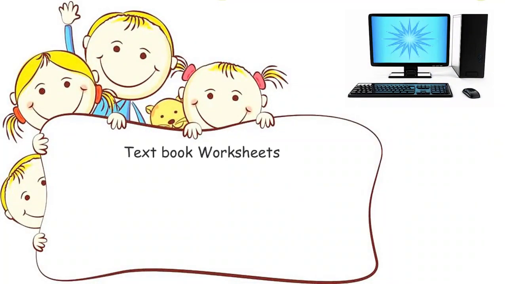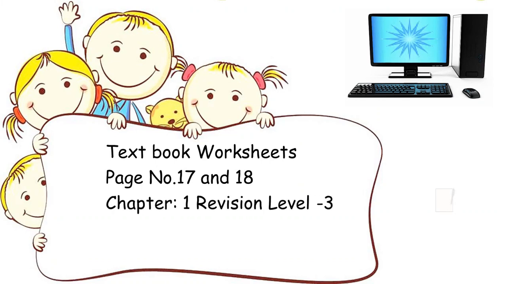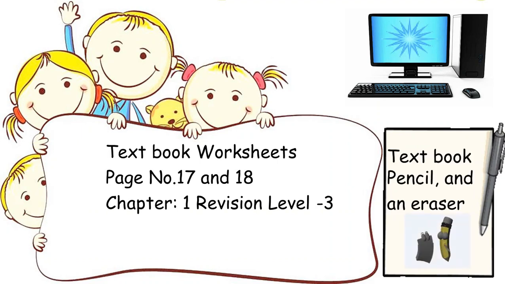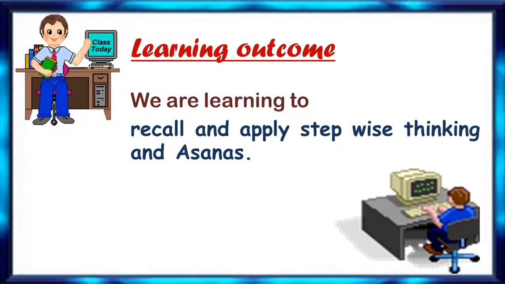Today I am going to solve textbook worksheets page number 17 and 18, chapter 1, revision level 3. Children, be ready with your computer textbook, pencil and an eraser. Let us understand the learning outcome of this session. We are learning to recall and apply stepwise thinking and asanas.